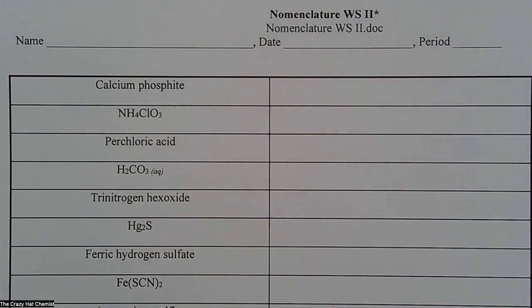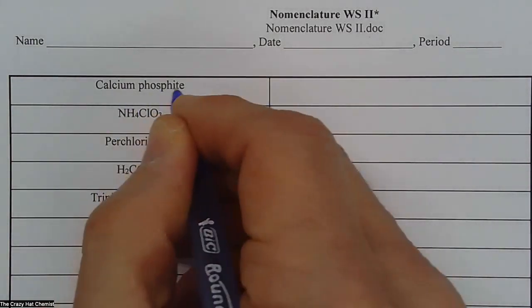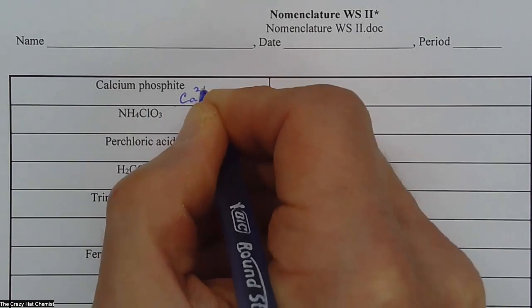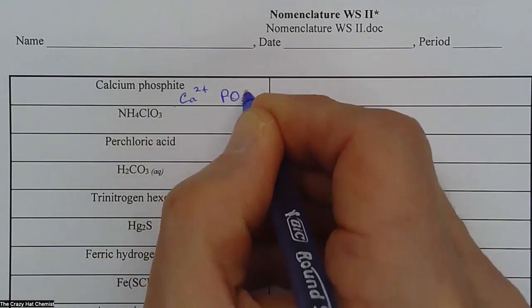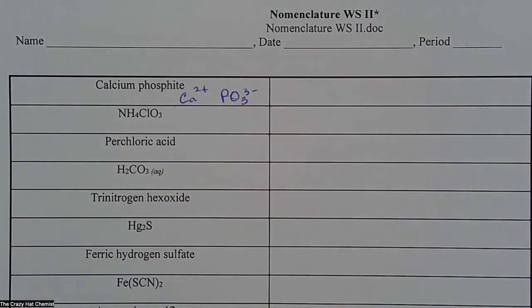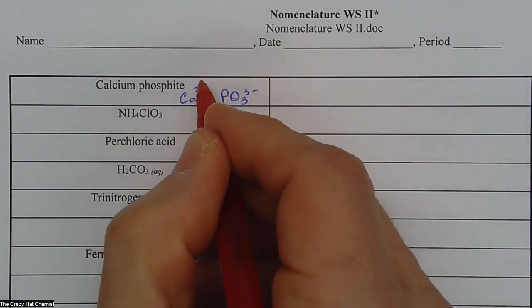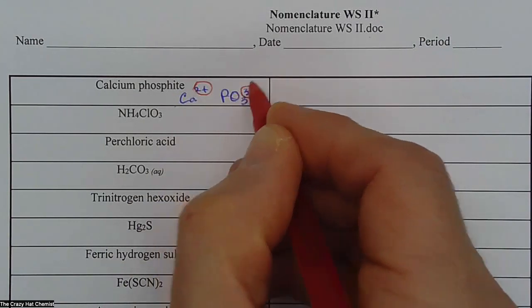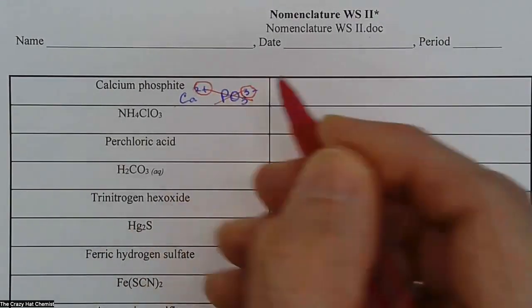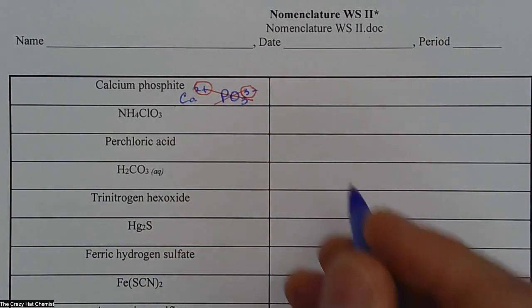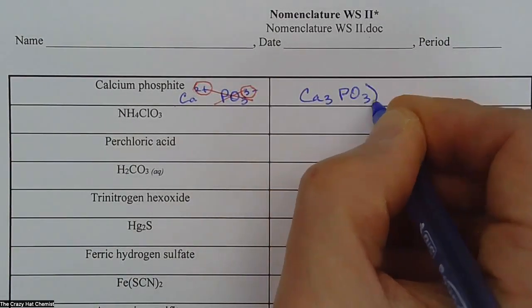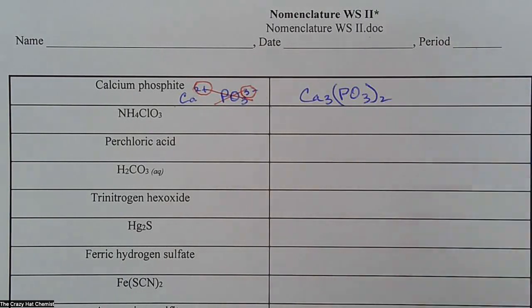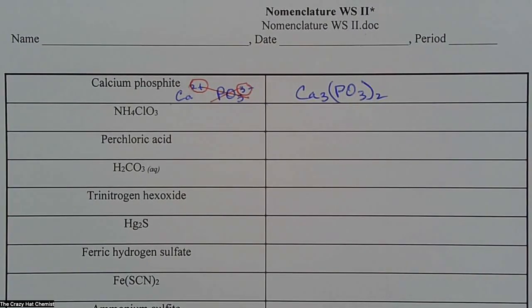All right, so here we go. This first one is calcium phosphite. Calcium is a group 2, and phosphite is a polyatomic ion, PO3 3-. So what we're going to do is take the absolute value of these two numbers, flip the numbers, bring them down, and then write our formula. So that's Ca3(PO3)2. That would be calcium phosphite.